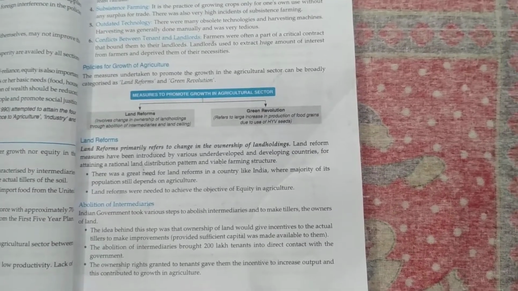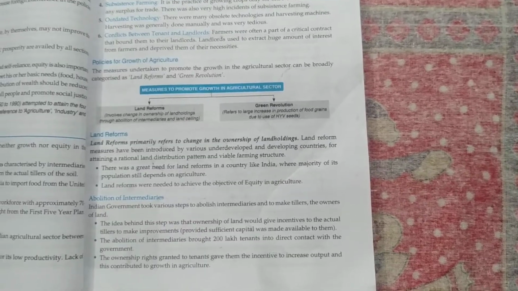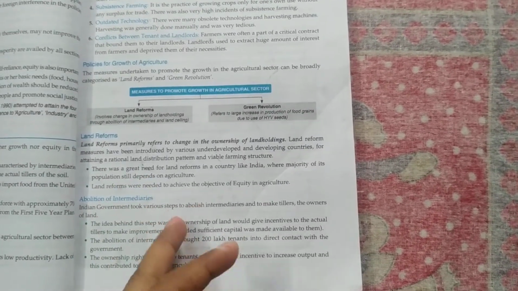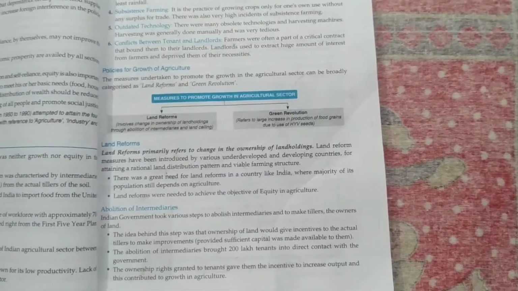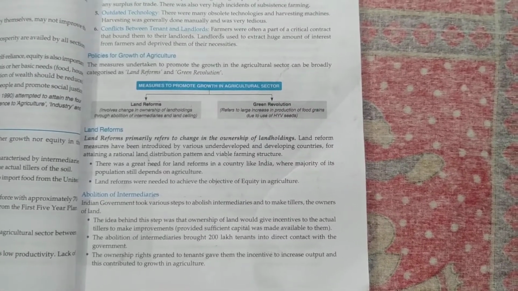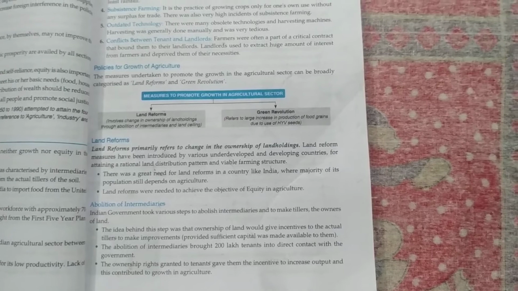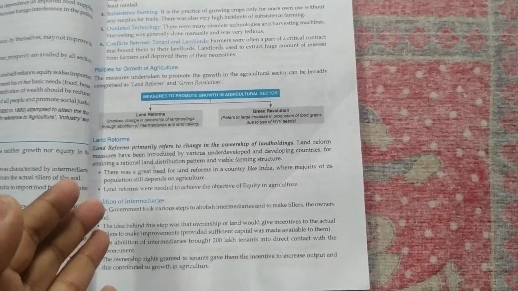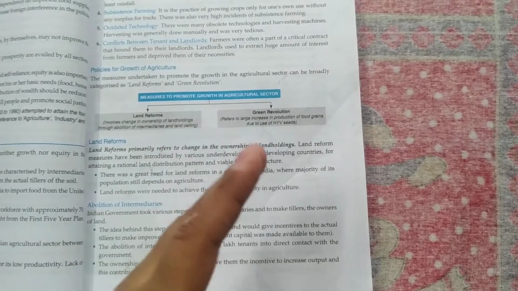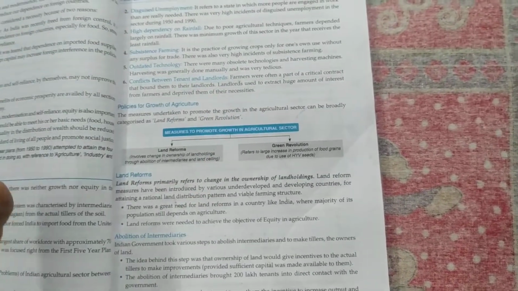Now, abolition of the intermediaries brought the tenants in direct contact with the government. Ownership rights granted to the tenants gave them the incentive to increase output, and this contributed to growth in agriculture. As the land was given to the tillers, this gave them an incentive, an energy, to increase the output and contribute to the growth of agriculture, which the zamindars did not used to do. They just used to collect the lagan from the tillers, but they did not make any kind of improvement in the soil. That is why the tillers were made the owners, so that they can make improvements in the soil and increase the output. And land reform was where the land was distributed among the landless, so that there was rational and equal distribution. It was just a change in ownership from the previous owners to the landless.